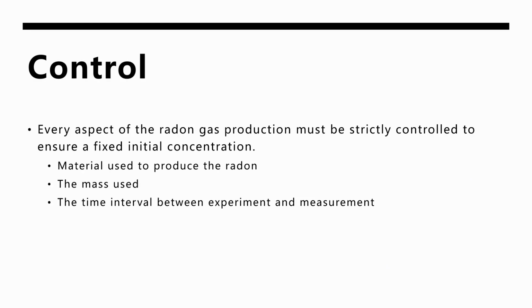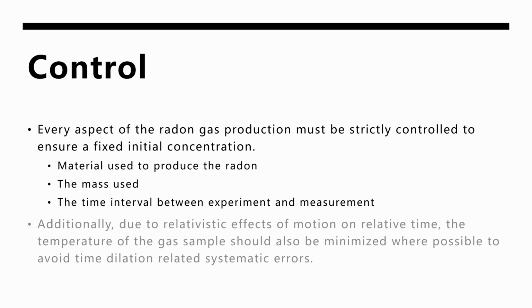For the control, every aspect of the radon gas production must be strictly controlled to ensure a fixed initial concentration, such as the material used to produce the radon, the amount of material used, and the time interval between the experiment and the measurement. Additionally, due to the relativistic effects of motion on relative time, the temperature of the gas sample should be minimized where possible to avoid time dilation related systematic errors.